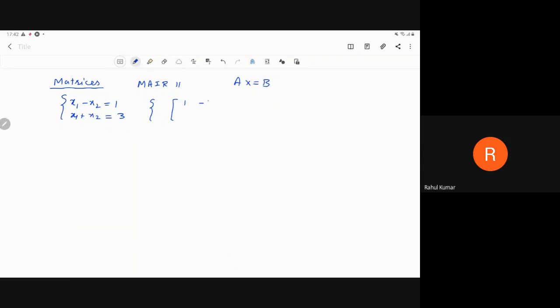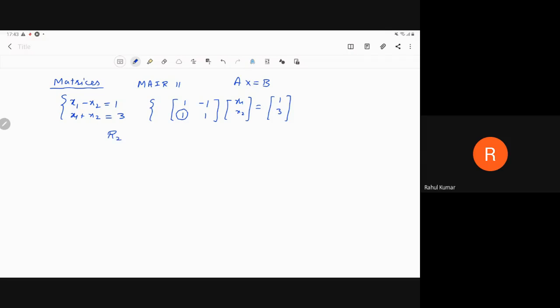1 minus 1, 1, 1, x1, x2, and 1, 3. This is the matrix format of this system of two linear equations in x1 and x2, right? Now, if you want to use the elimination method, what do you need to do? Make 0 here. So what operation you should apply?